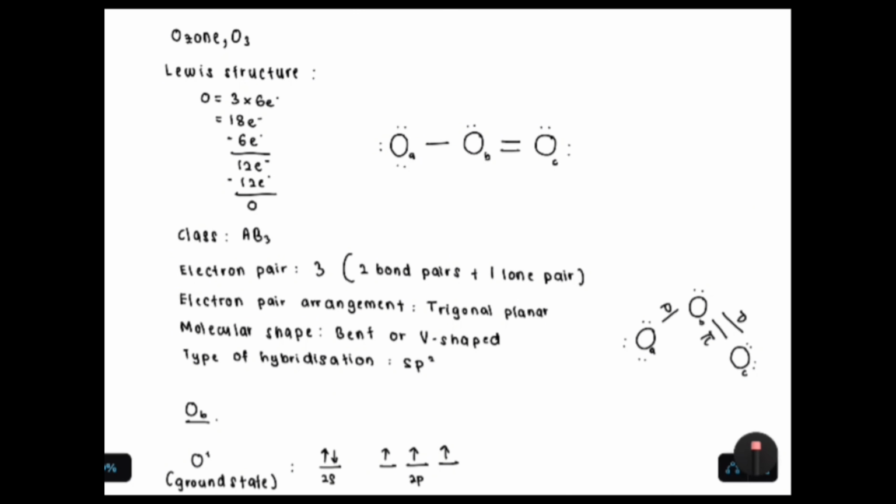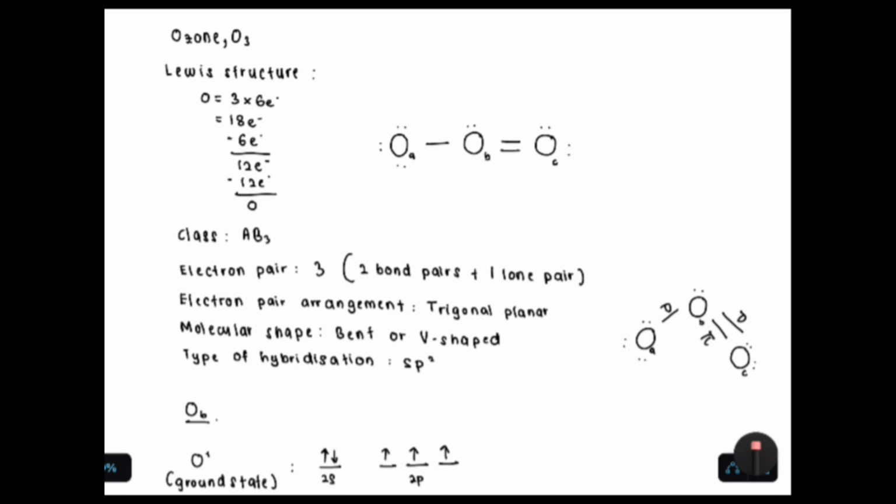The molecular shape will be bent or V shape. So we need to draw the molecular shape here. It will look like this. There is 1 sigma bond, a second sigma bond, and the other one is a pi bond. For the type of hybridization, as it has 3 electron pairs, it will be sp2.